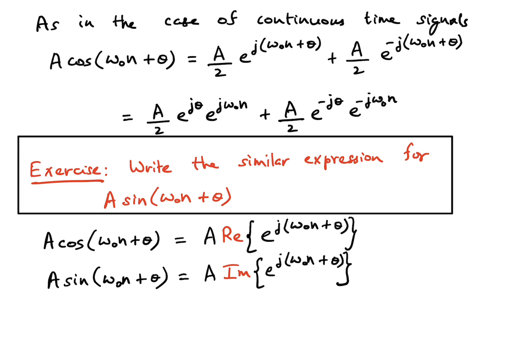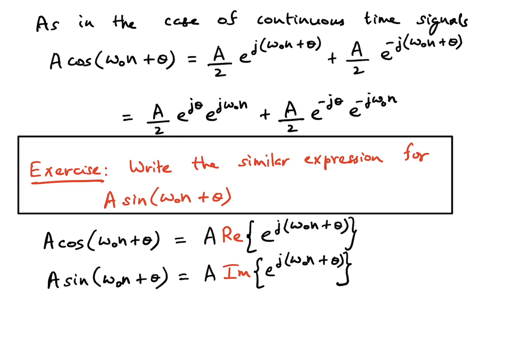And again here I will leave it as an exercise for you to work out what would be a similar expansion or representation of the sine term in terms of the complex exponential. I'll leave that as an exercise. And again, as in the continuous time case, the cosine term can be represented as the real part of the complex exponential, and the sine term is the imaginary part of the complex exponential. And when it has an amplitude of a, the real part and the imaginary part get multiplied by that factor a, which is the amplitude of the signal.